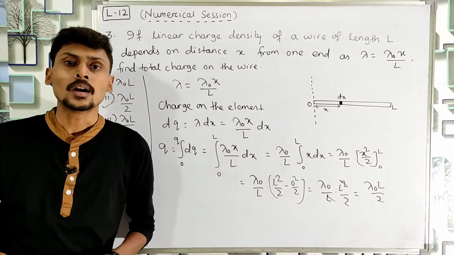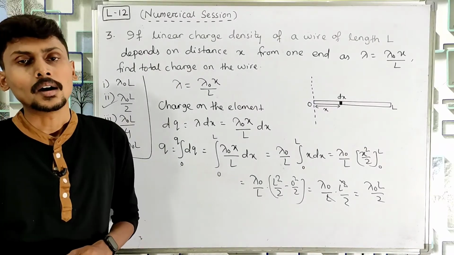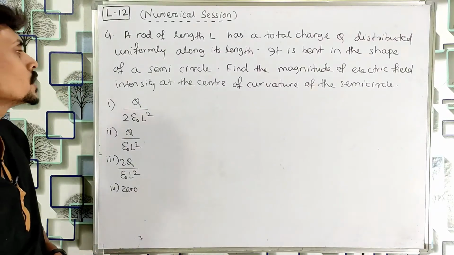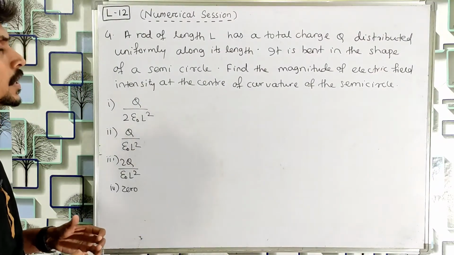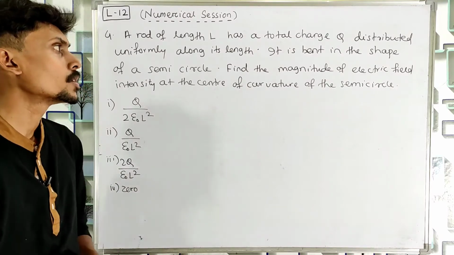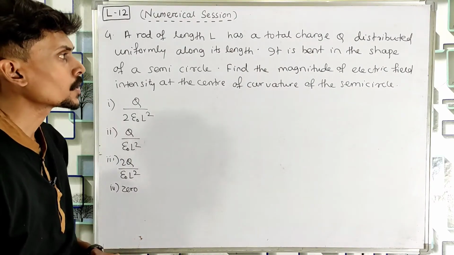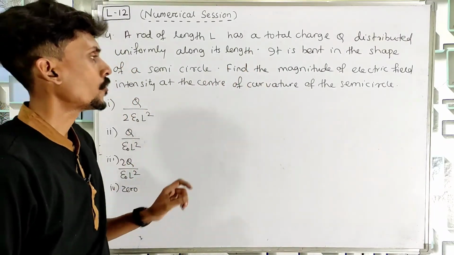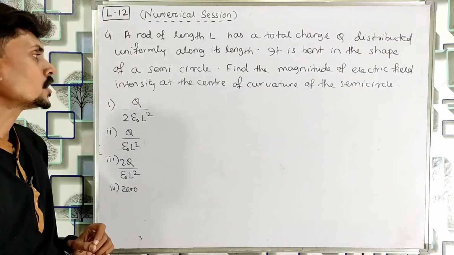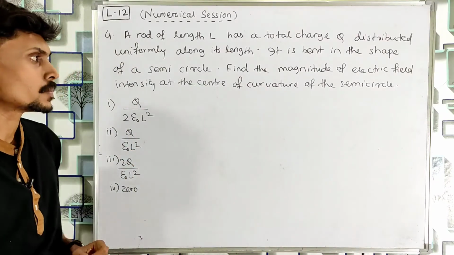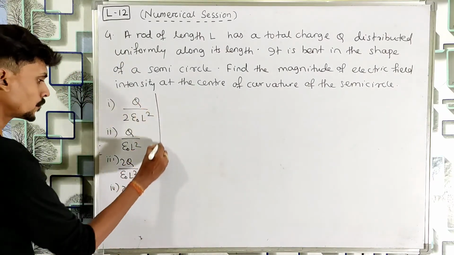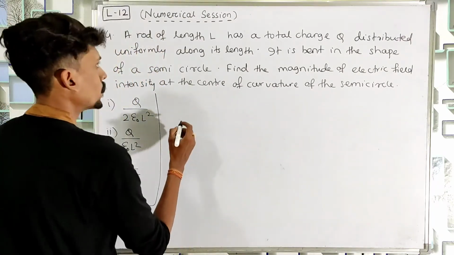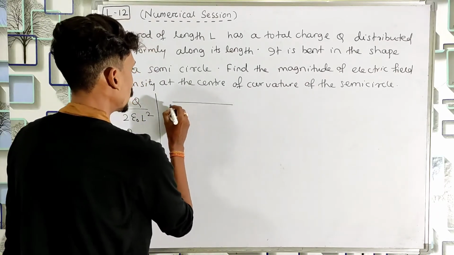So in this way you can solve this question, and now we'll proceed to the next one. So now look at question number 4. The question is, a rod of length capital L has a total charge capital Q distributed uniformly along its length, and it is bent in the shape of a semicircle. Find the magnitude of electric field intensity at the center of curvature of the semicircle. And here you have 4 options, you have to choose the correct one. So according to the question, we have a rod whose length is L.